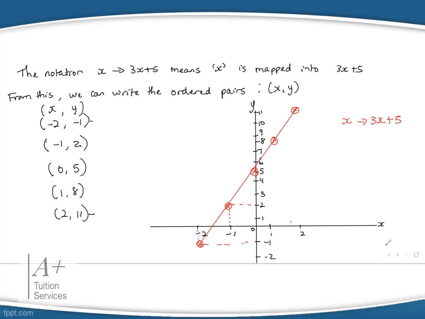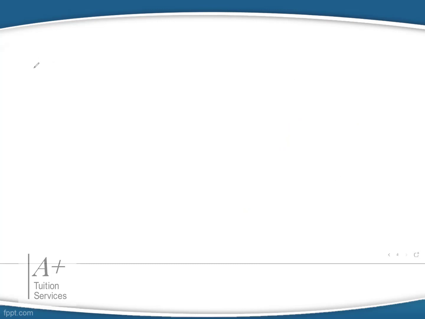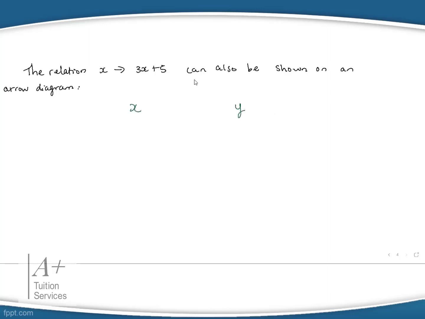Okay, so I can go a little further now and show you the relationship diagram or the arrow diagram, and it is very simple. The relation x is mapped onto 3x plus 5 can also be shown on an arrow diagram. And the arrow diagram looks like this. You have your x values, you have your y values, and you list them. -2, -1, 0, 1, 2, and then I have -1, 2, 5, 8, 11.